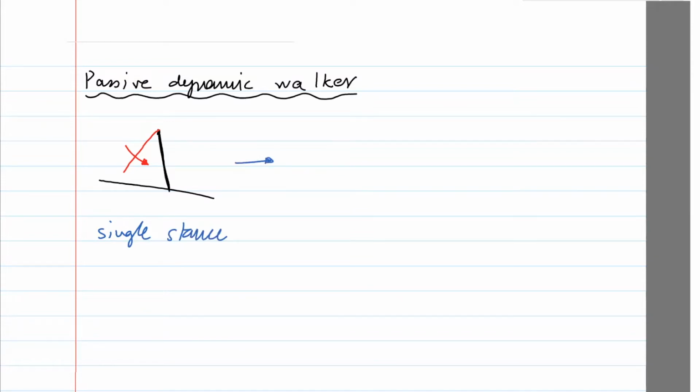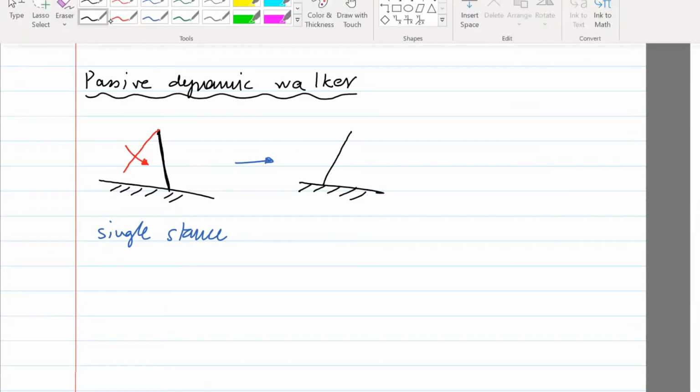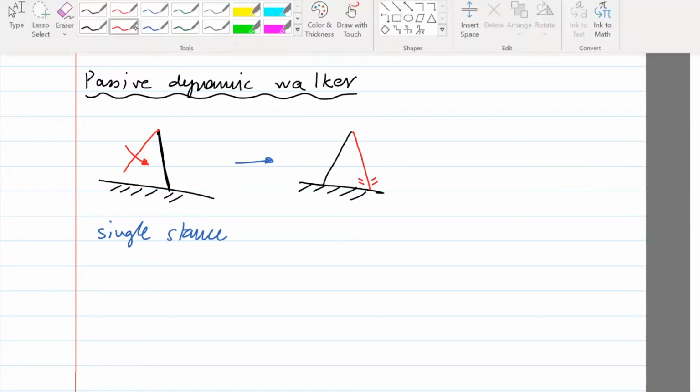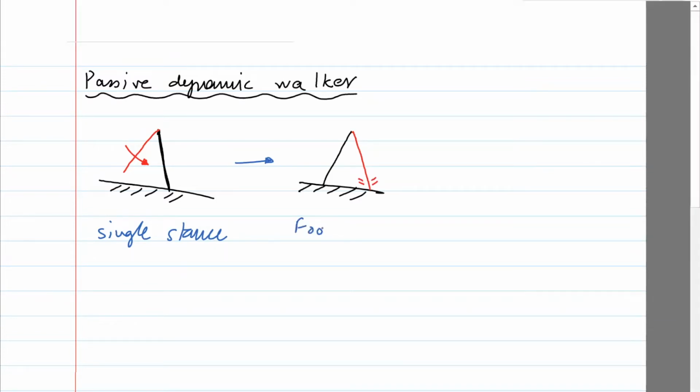There's a phase where the red leg, which is a swing leg, hits the ground. So in this case, the black or the stance leg is going to be the trailing leg, the one behind, and then the red one, which was swinging, is going to hit the ground, and that's what I would call the foot strike phase. And then you have again single stance.